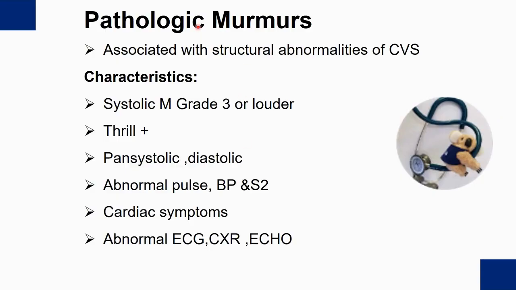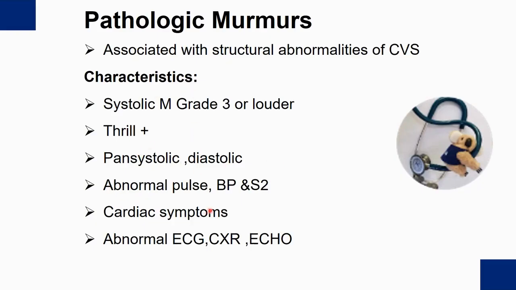Pathological murmurs. Pathological murmurs are associated with structural abnormalities of the cardiovascular system. The characteristics will be: it is systolic and diastolic both. It may be systolic when the grade is 3 or louder. So if it is pathological, it should be systolic grade 3 or louder murmur. It is usually associated with thrill. It can be pansystolic or it can be diastolic in nature also. So all types of murmur can be heard.